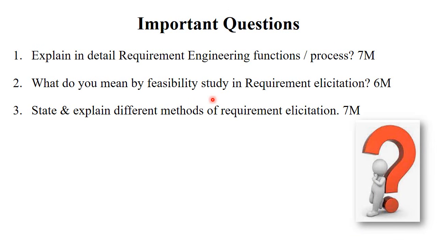So these are some important questions that have been asked in previous year question papers. The first one is: explain in detail requirement engineering functions or process. So requirement engineering functions means basically these four steps are there. Okay. So for 7 marks. Then, what do you mean by feasibility study in requirement elicitation? Here you have to explain these three types of feasibility study in detail with an example for 6 marks.